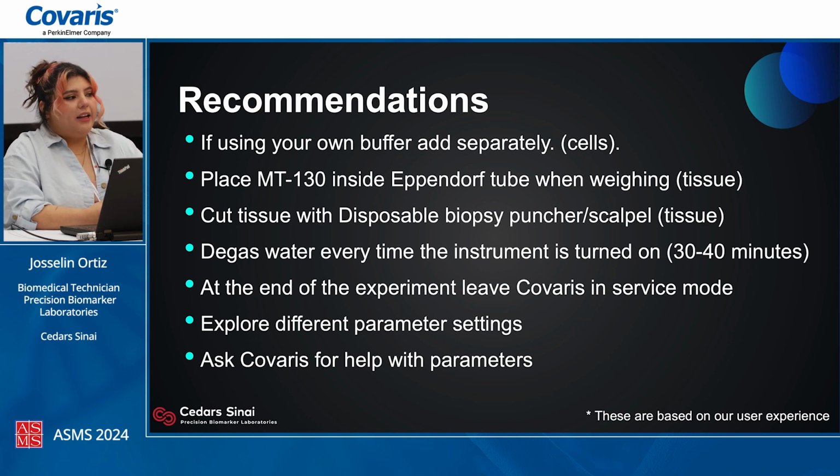The next issue that we had was when we started working with tissues and we started using the MT130s. We initially were weighing our sample into Eppendorf tubes and then transferring them to the MT130s. However, we experienced a lot of sample loss, and it was just very difficult to transfer sometimes, especially when the tissue started to defrost. And so the way that we got around that issue is we started placing our MT130s into our Eppendorf tubes, and that really minimized the transfer steps, and therefore it really minimized sample loss.